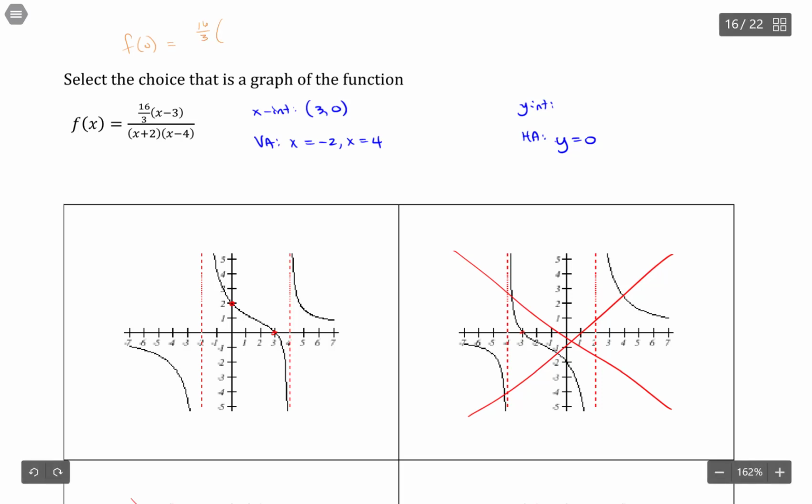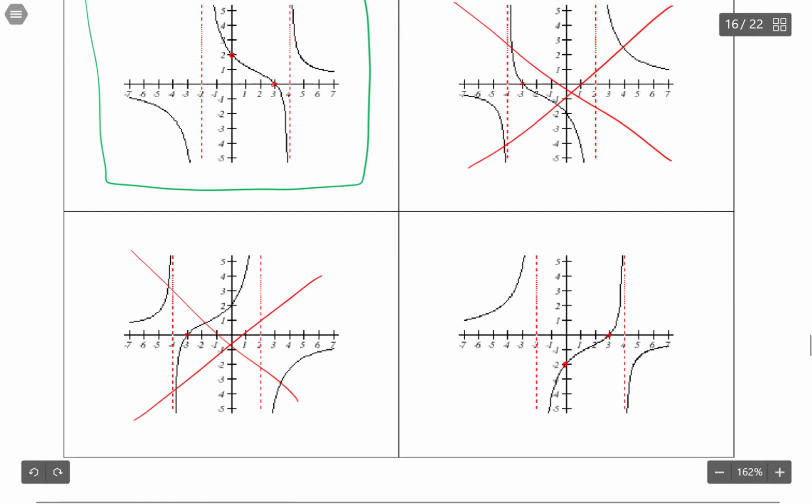So 16 thirds times -3, if I let the 0 in for x. What's nice is those 3's will cancel. And then I have 0 plus 2, which is 2, in the denominator, 0 minus 4, which is -4. All right, so I have 16 over -8, or actually there's a negative in the numerator as well. So -16 over -8 gives me +2. That's what I'm looking for. So that means this graph right here is the correct graph, and we've thrown that one out as well.